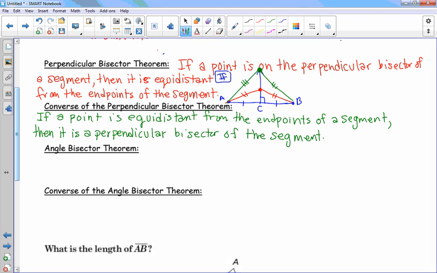If the point is equidistant from the endpoints of a segment, then it is a perpendicular bisector of the segment.